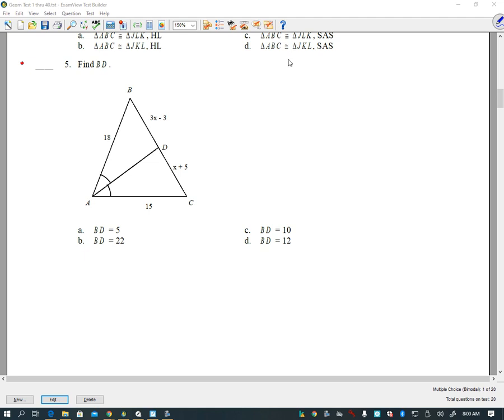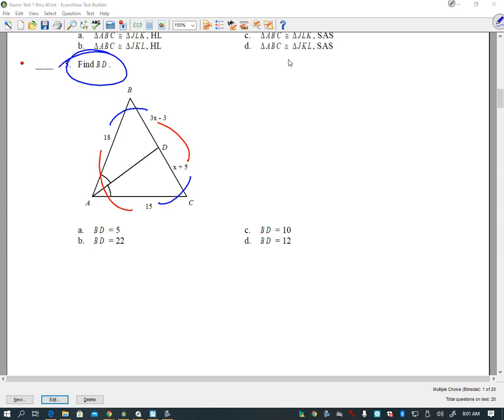One of the things you want to be careful about here is that it says find BD, so make sure that you're identifying what it is that you actually need to end up with. There's a couple different ways to solve this, but going back to your notes, this is to this as this is to this. The other way of looking at it is this is to this as this is to this. Ultimately what we want to do is set up a proportion.